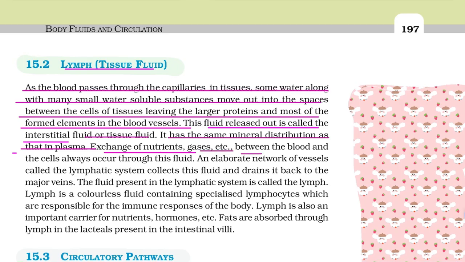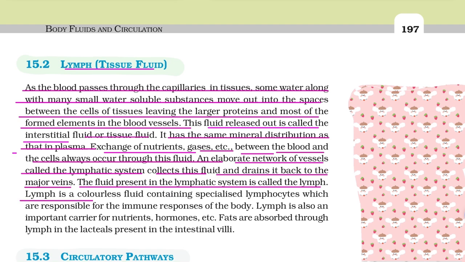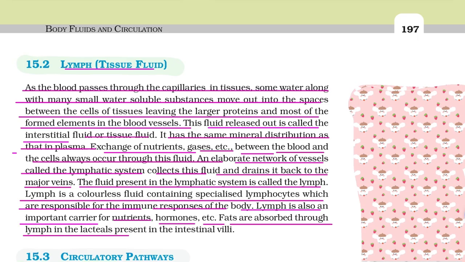Exchange of nutrients, gases, etc. between the blood and the cells always occurs through this fluid. An elaborate network of vessels called the lymphatic system collects this fluid and drains it back to the major veins. The fluid present in the lymphatic system is called the lymph. The lymph is a colorless fluid containing specialized lymphocytes which are responsible for the immune responses of the body. Lymph is also an important carrier for nutrients, hormones, etc. Fats are absorbed through lymph in the lacteals present in the intestinal villi.